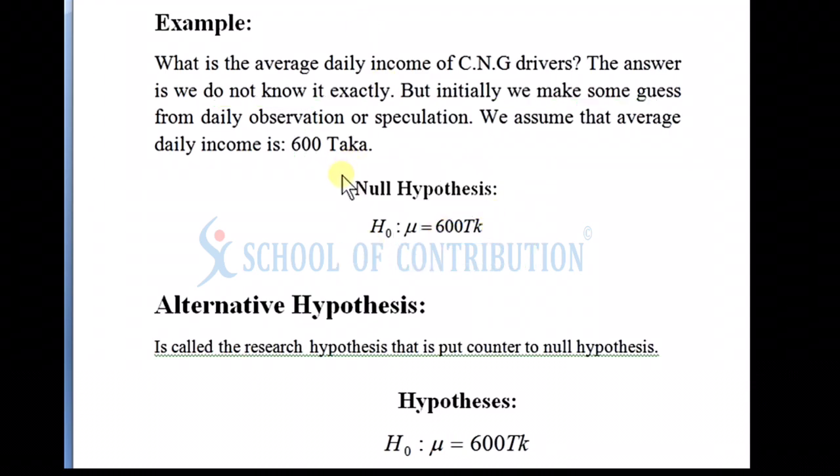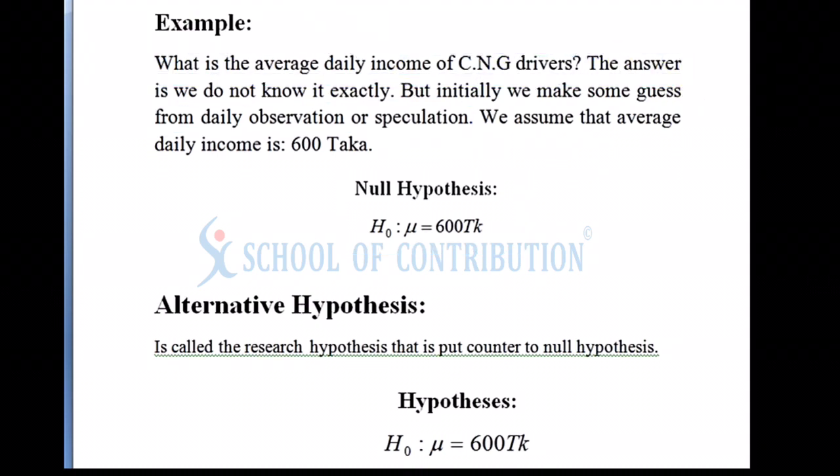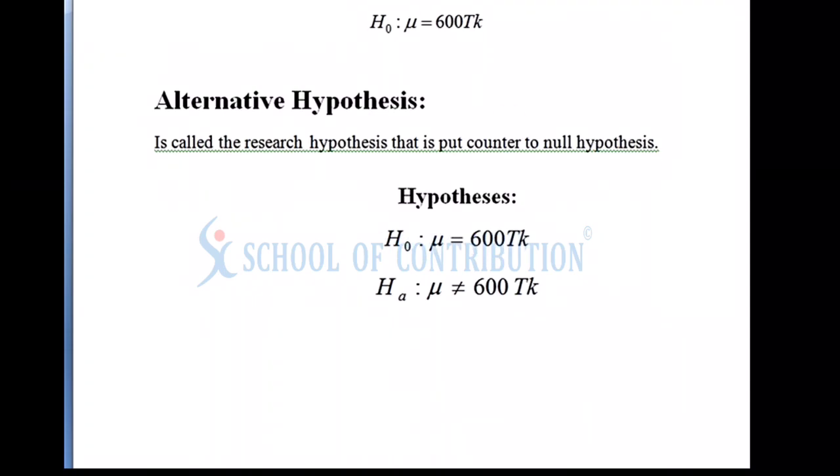So this is our null hypothesis, and this is our assumption, and we form this assumption from our daily observation or speculation about the population. So this is null hypothesis. Now once we know what null hypothesis is, we can go on to discuss alternative hypothesis.